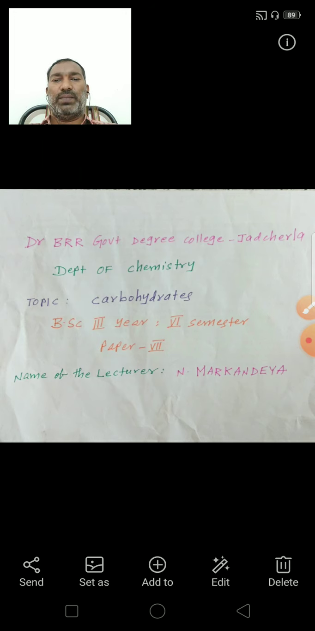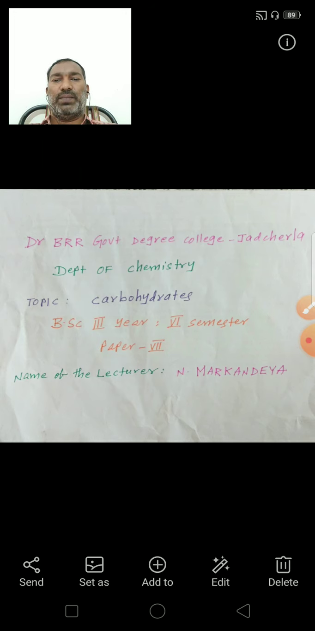At the second carbon atom, OH is on the right side, and at the third carbon OH is on the left side. At the fourth carbon OH is on the right side, and at the fifth carbon OH is on the right side, and then CH2OH. So this is the open chain structure of glucose. In the above structure we have 4 asymmetric carbon atoms.